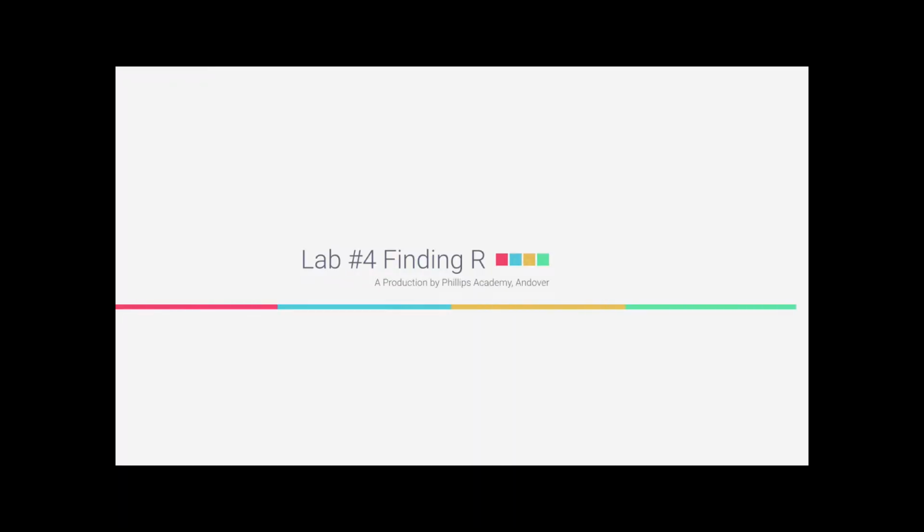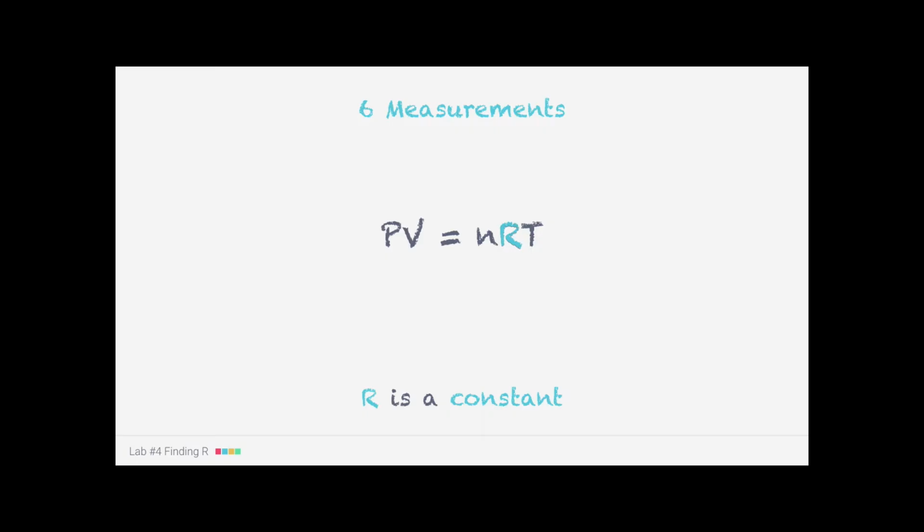We all know about the ideal gas law, PV equals nRT, and we also know that R is a constant, meaning that it is one specific set value. Normally a textbook will just tell you what the value of R is, and that'll be the end of it. But in this lab, we're going to find out what R is all on our own by taking 6 measurements about a hydrogen gas sample we produce by reacting magnesium metal with hydrochloric acid.